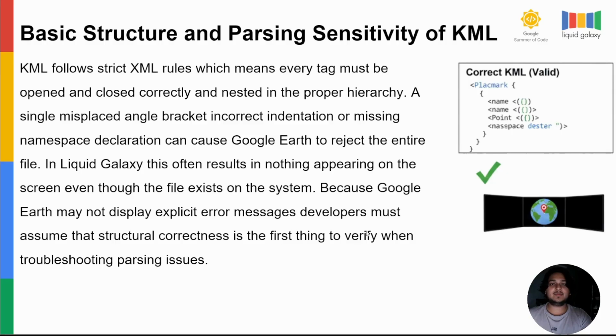Because of this, one of the most important debugging principles in Liquid Galaxy is: whenever we face a visualization error, the first thing we should verify is the structural correctness of the KML, before checking the logic, refreshing behavior, or slave targeting. We must first confirm that the file is well-formed KML XML, has the correct namespaces, and follows the expected hierarchy. This step alone can eliminate a large percentage of parsing-related failures.